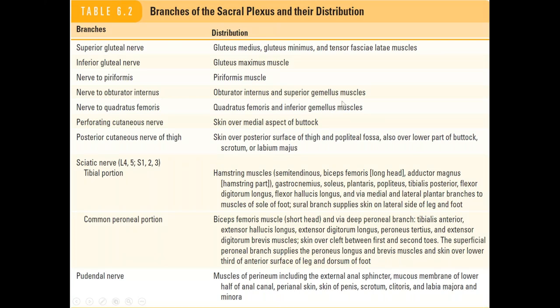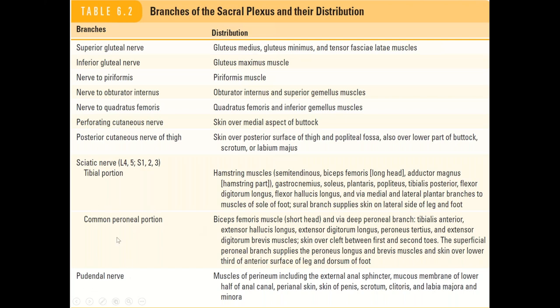There is the nerve to obturator internus and superior gemellus muscles, and the nerve to quadratus femoris and inferior gemellus muscles, and the perforating cutaneous nerve, supplying skin over the medial aspect of the buttocks, and the posterior cutaneous nerve of the thigh. It is distributed to the skin over the posterior surface of the thigh and popliteal fossa, also over the lower part of the buttocks, scrotum or labia majora.